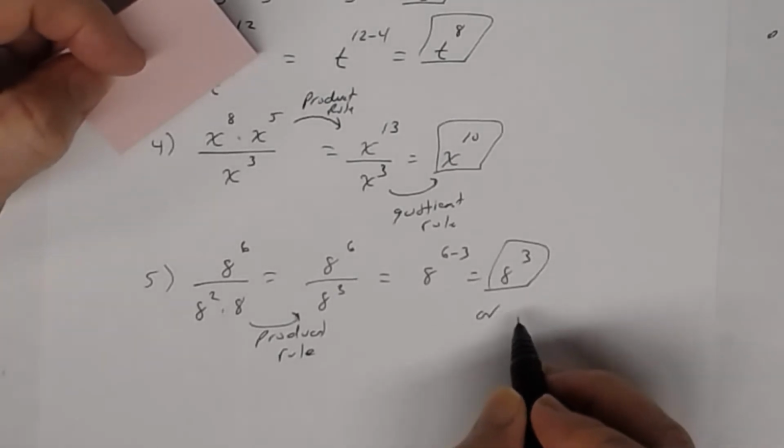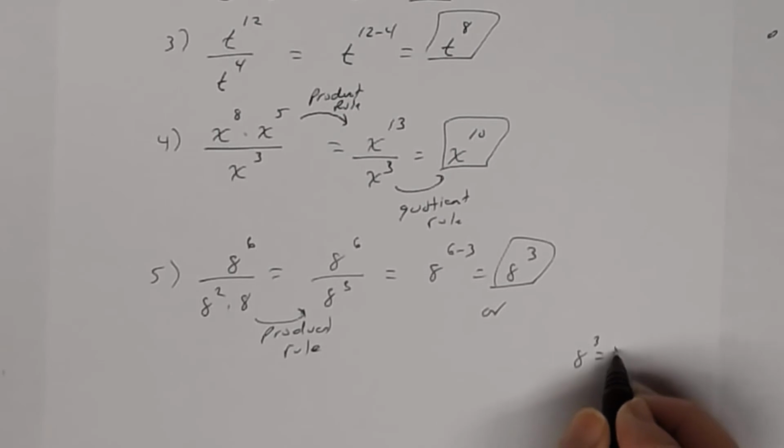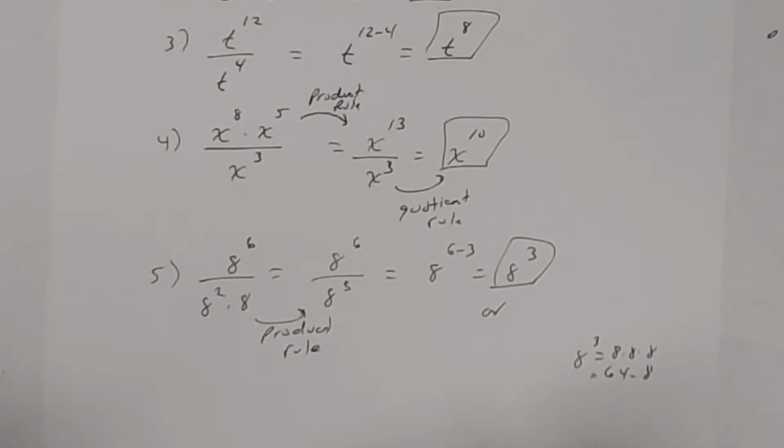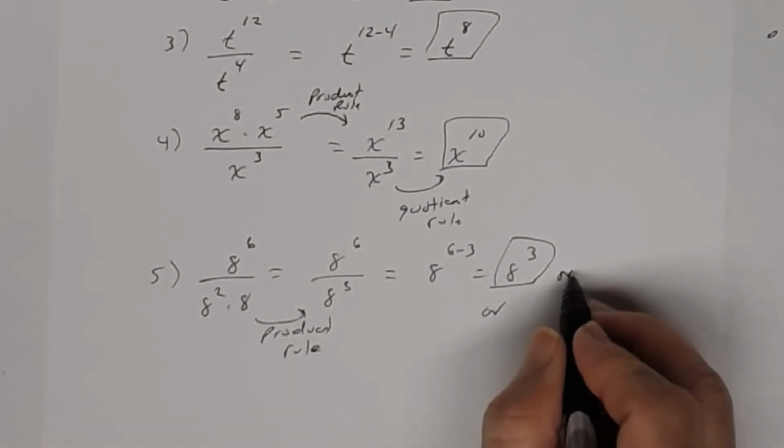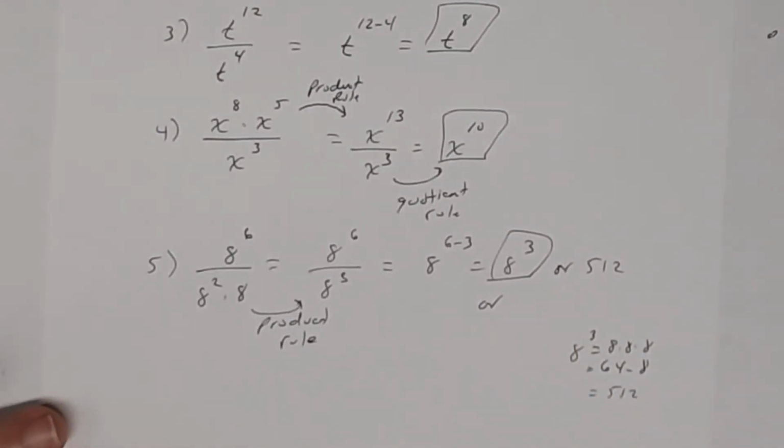And if you want to, you can go ahead and multiply that out. 8 to the 3rd means 8 times 8 times 8. 8 times 8 is 64, so that's 64 times 8. And then 64 times 8 is 512. So you could say it's 512. Okay? All right, so that's number 5.